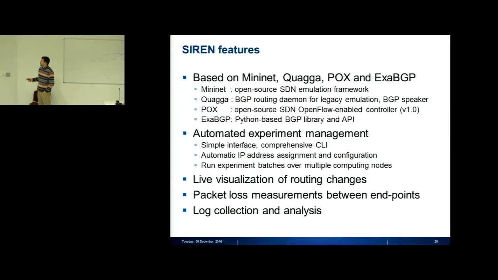Okay, so this is the key software that Siren is based on. First we have Mininet. Then we have Quagga, so this is a new entry. Then we have POX, and then we have ExaBGP. So who knows what ExaBGP is? Precisely. Basically it's a library that, when you write a Python script, allows you to exchange BGP messages with real BGP routers. And this is used within Siren, especially for the SDN controller part of Siren.